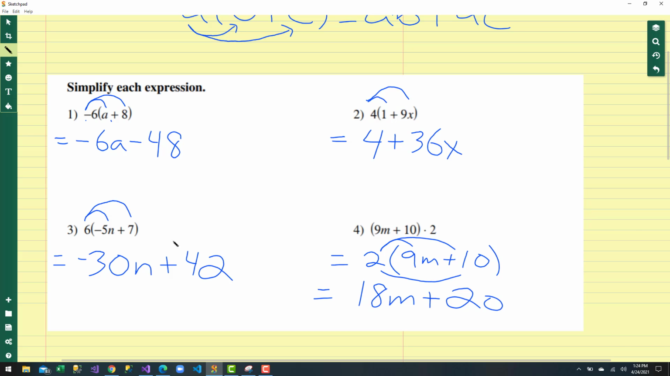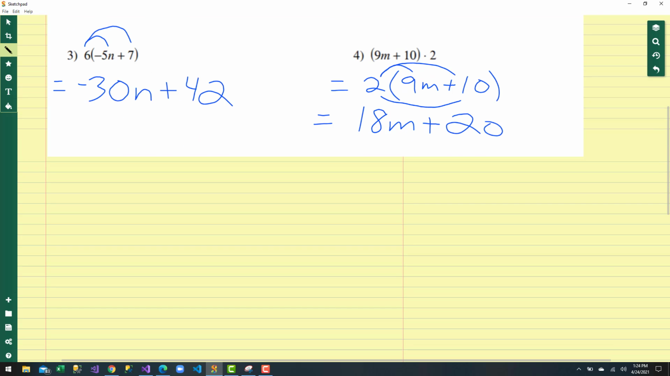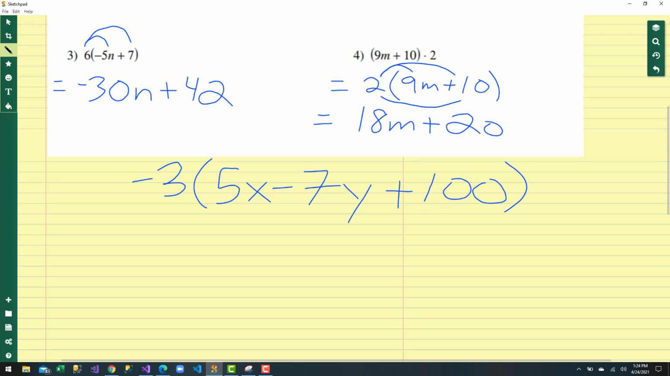Okay, I'm going to make up a slightly intermediate problem here. So let's say I have negative 3, and then I have 5x minus, let's say 7y, and plus 100. Now I have 3 terms. All right, this looks complicated, but remember, apply the same distributive property principle. So I multiply the negative 3 to the 5x, then I multiply negative 3 to the negative 7y, then I multiply the negative 3 to the 100.